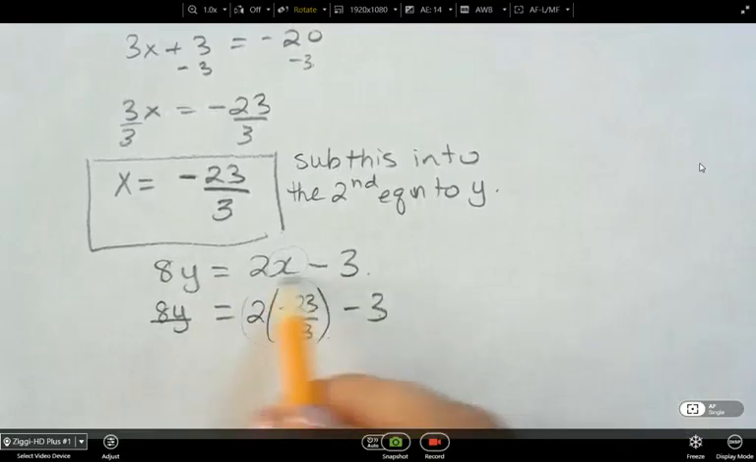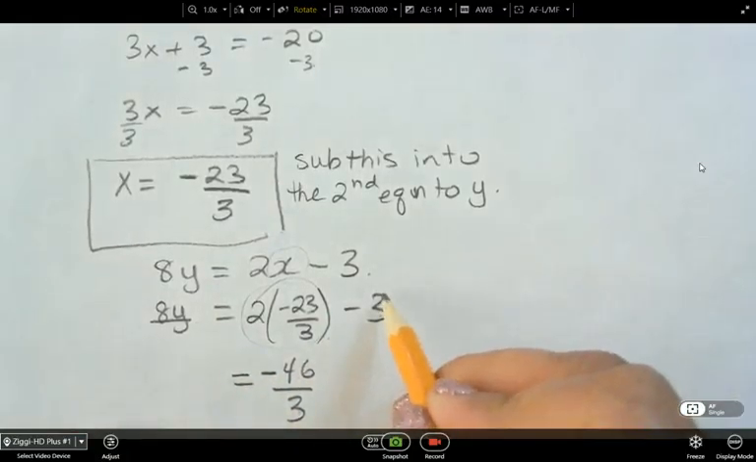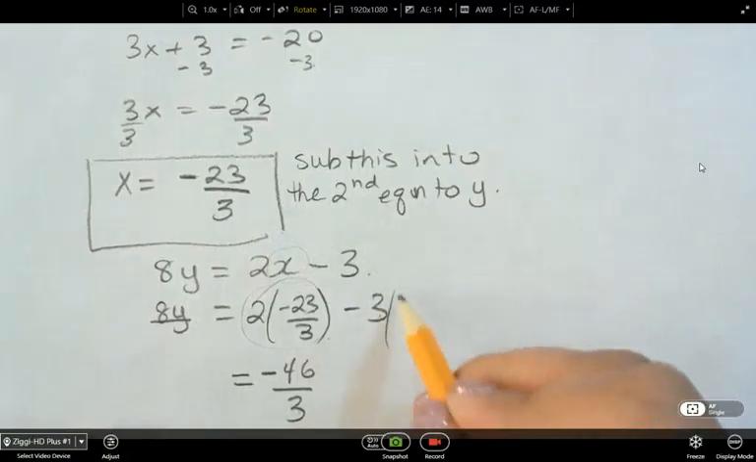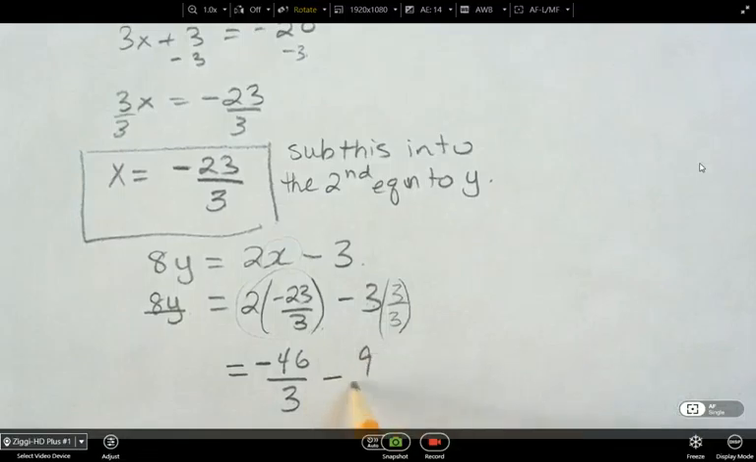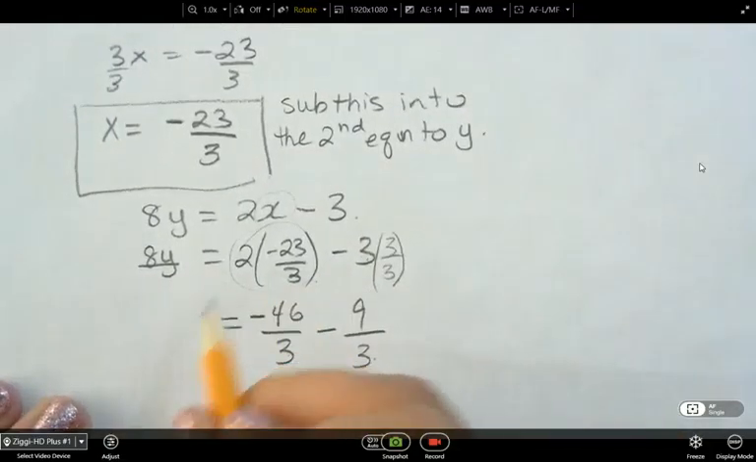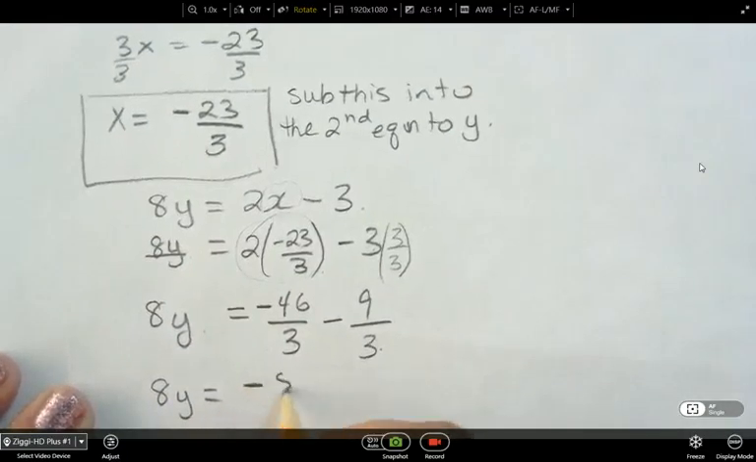So now 2 times negative 23 over 3 is negative 46 over 3. And I need a common denominator, so I'm going to multiply this by 3 over 3. What's 3 times 3? 9. So that's going to be 9 over 3. So I've got 8y equals, what does it equal? Negative 55 over 3.